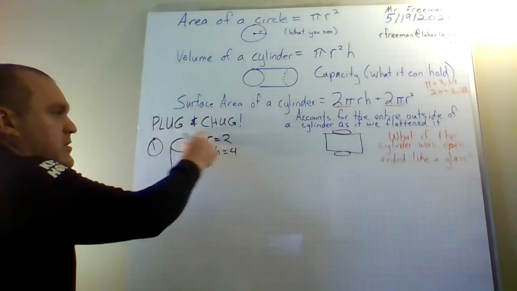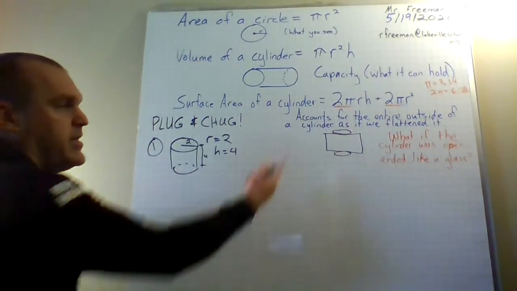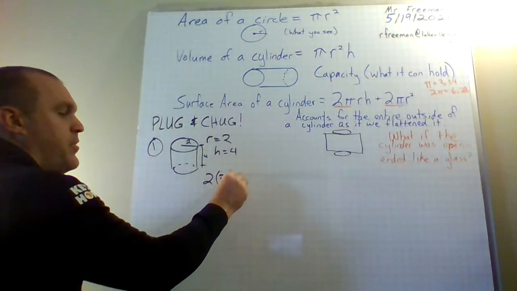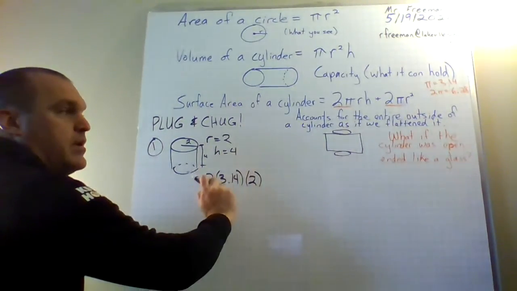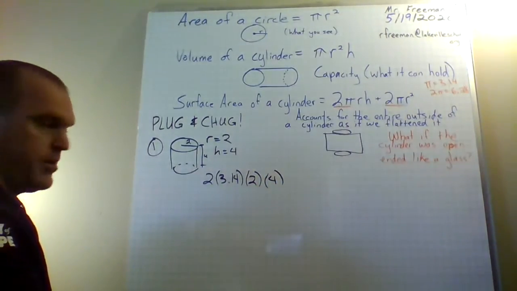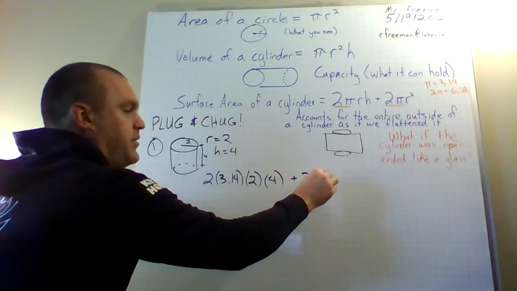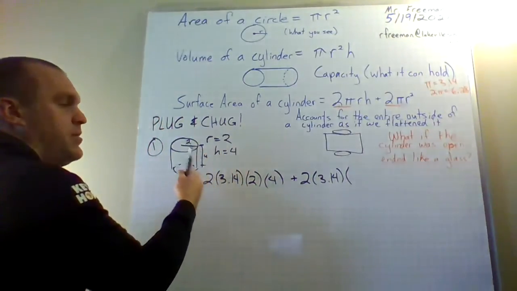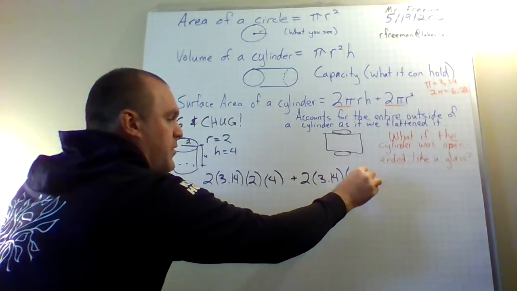And then, just like I've said in every such situation in all these lessons, we are going to plug and chug. So we take this formula and we say, okay, 2 pi is 3.14, my radius is 2, and my height is 4. That's the first part of this formula. And we're going to add that to the 2 pi r squared, or 2 pi, now the radius is 2. Squaring a 2 is 2 times 2, so that's now a 4.